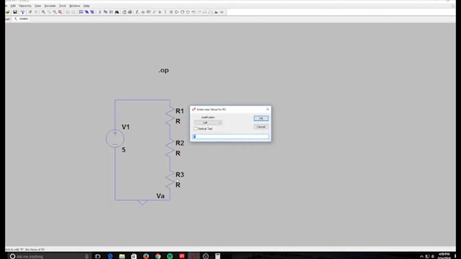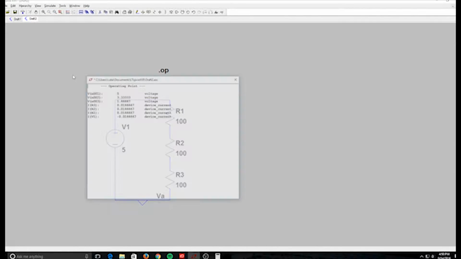So we're now in LTspice on the computer. Here's our first simple circuit where we have a power supply of 5 volts and 3 100 ohm resistors. We're just going to run this to get some numbers so we can show it.